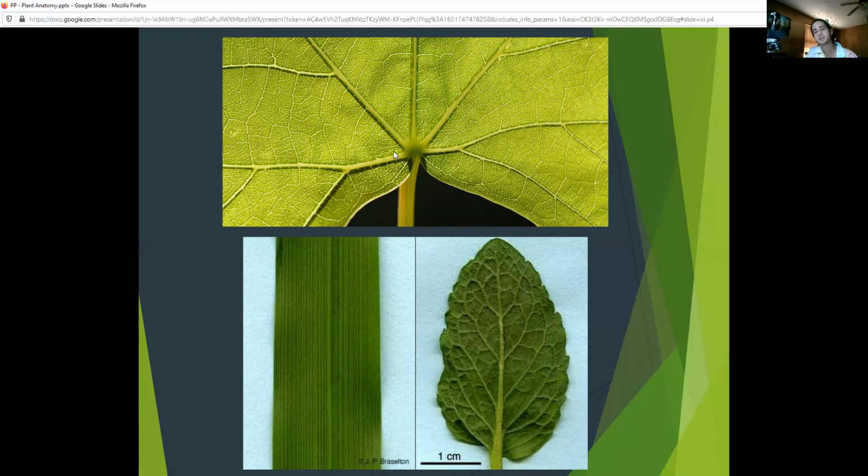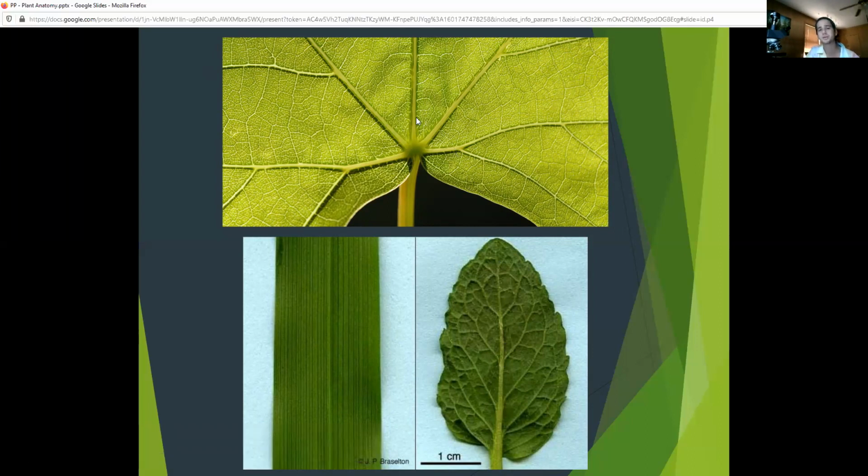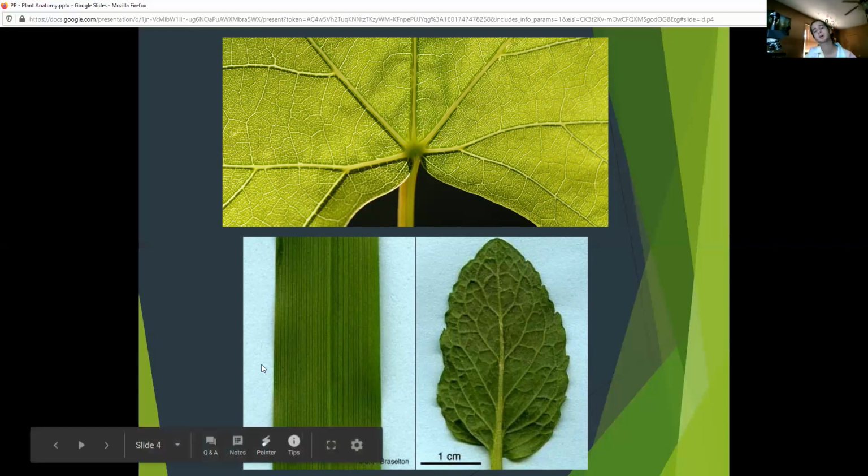The easiest way to distinguish this from our pinnate is to look at our pinnate at the base. We only see one large vein coming out of it all the way to the tip, whereas with our palmate one, we have 1, 2, 3, 4, 5. It doesn't have to be 5, it could be any number of main veins, but it's any number greater than 1, okay? And that would make it palmately net-veined. So these two are examples of eudicots. This is our example of a monocot.